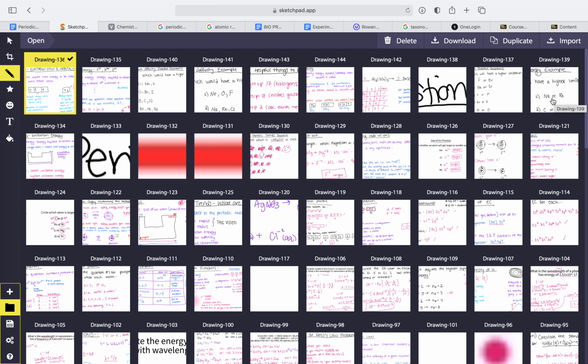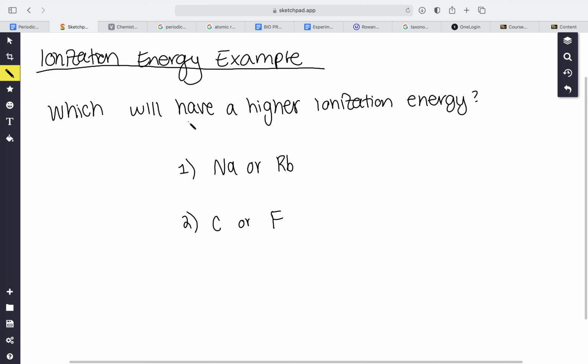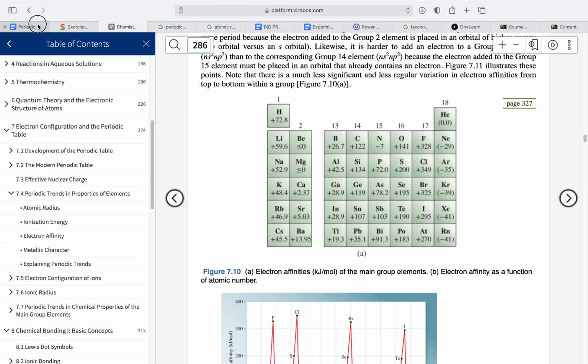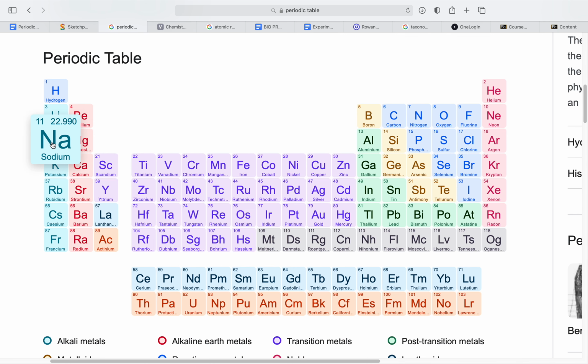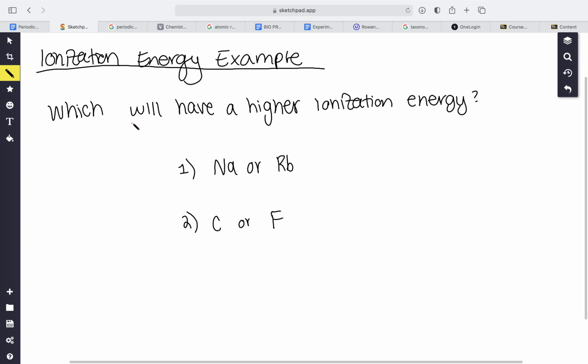So I'm going to do an example of the ionization energy. First question is, which will have a higher ionization energy? First question says sodium or rubidium. Okay, there's my periodic table. So we have sodium and we have rubidium. Sodium is smaller than rubidium, and that means that rubidium is bigger. So that means that it would have a lower ionization energy. Let me just add a note here. A higher ionization energy means harder to remove electrons. So sodium is harder to remove the electrons because rubidium is larger. So I'm going to write this larger.